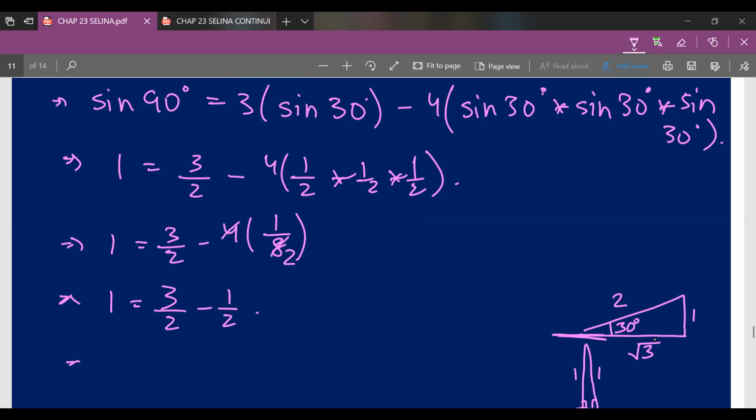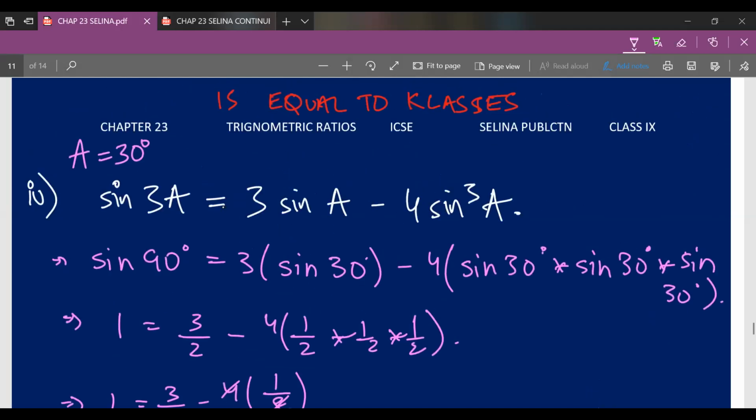So therefore our denominators are same, so no need to take LCM. So 3 minus 1 upon 2 will be 2 upon 2, which will be 1. So therefore our LHS is equal to RHS. Hence it is proved that sin 3A is equal to 3 sin A minus 4 sin cube A.